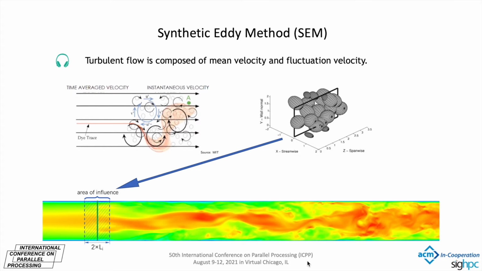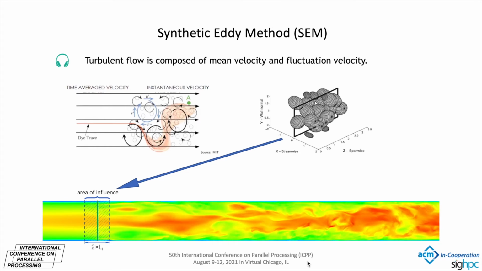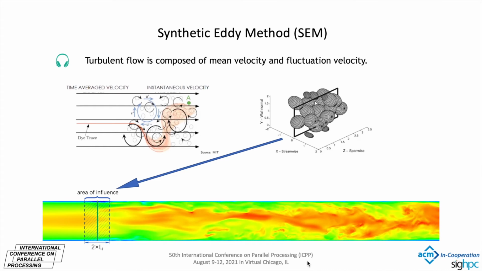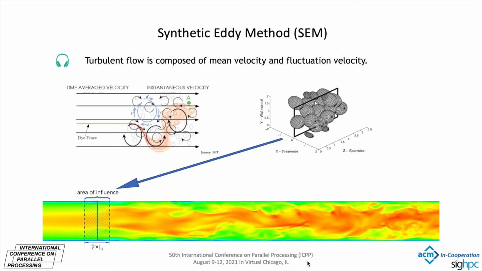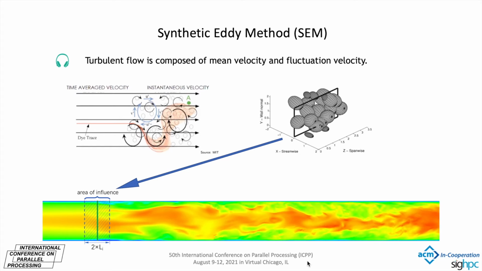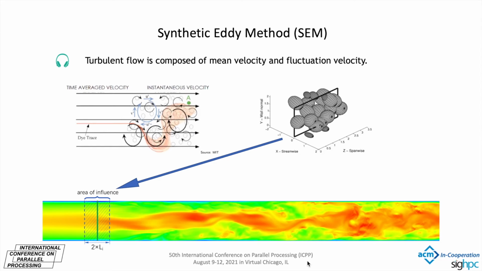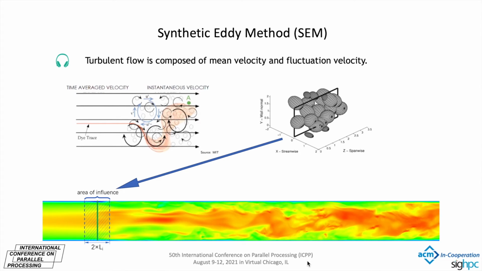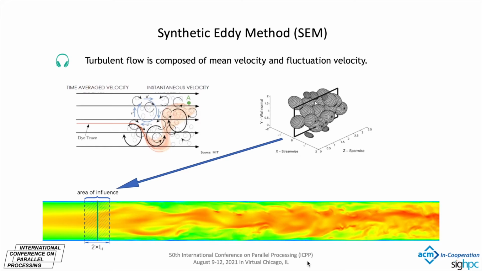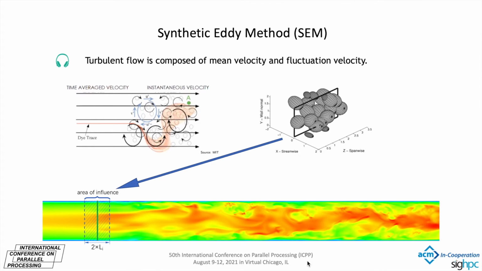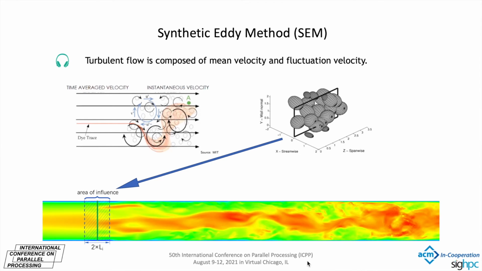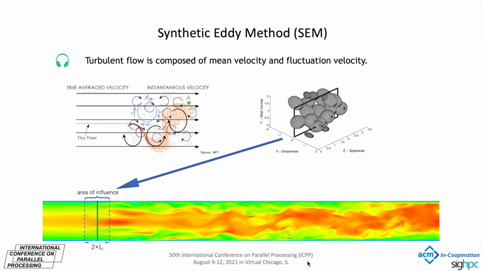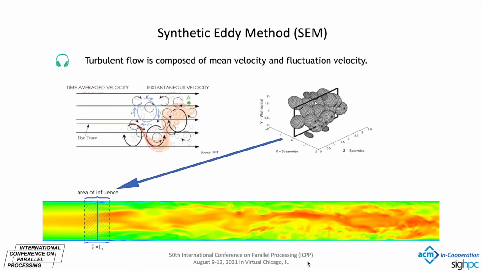What we did before is apply the SEM to a channel. As we can see in the bottom video, the left side is the inlet and the right side is the outlet. At the very beginning on the left side, the fluid is laminar and steady, and within the area of influence, the fluid gradually becomes turbulent flow. So this area is influenced by the SEM.